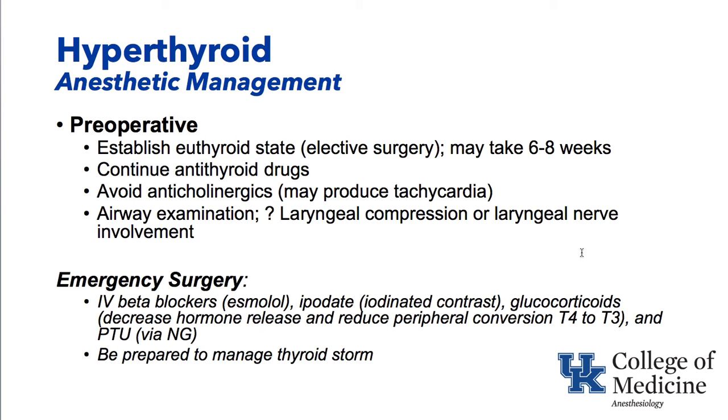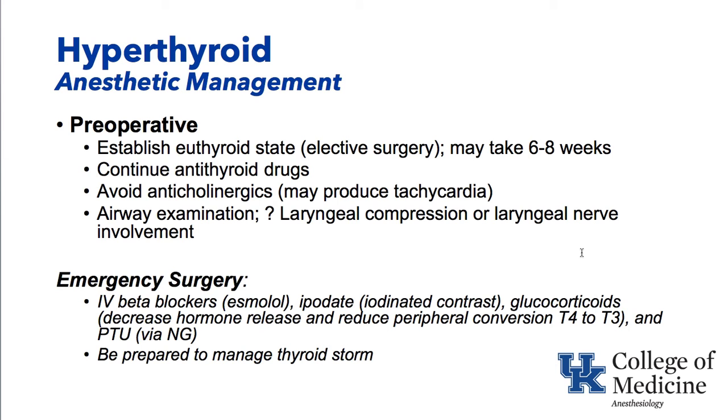Look at their airway well before surgery and make sure that they don't have laryngeal compression or maybe deviation of the trachea that could make intubation difficult, or they may have a pre-existing laryngeal nerve involvement from the thyroid compressing the nerve, for example.